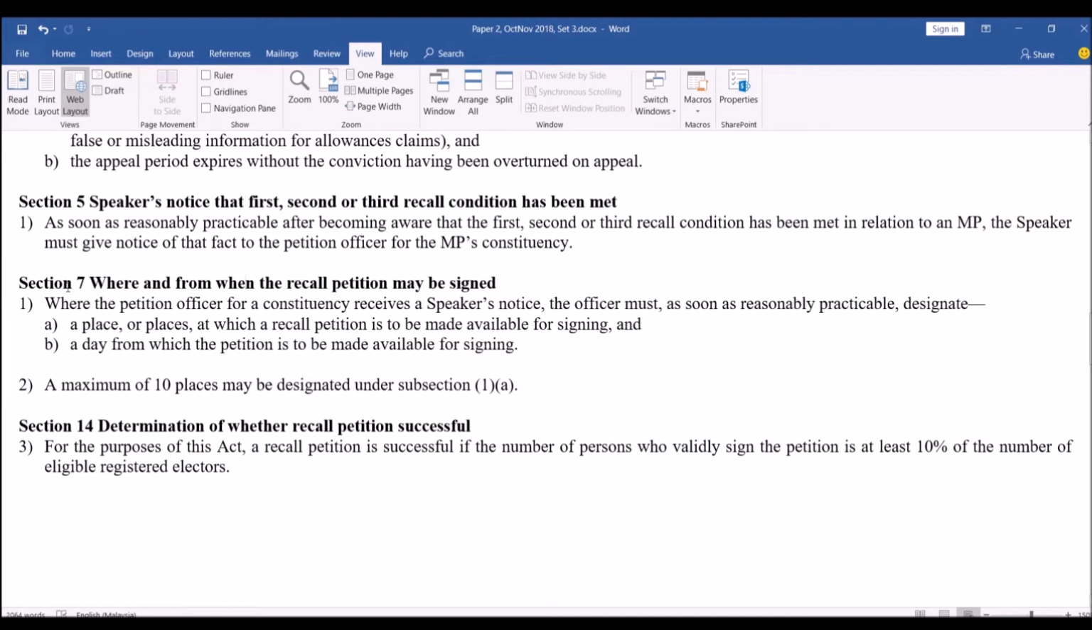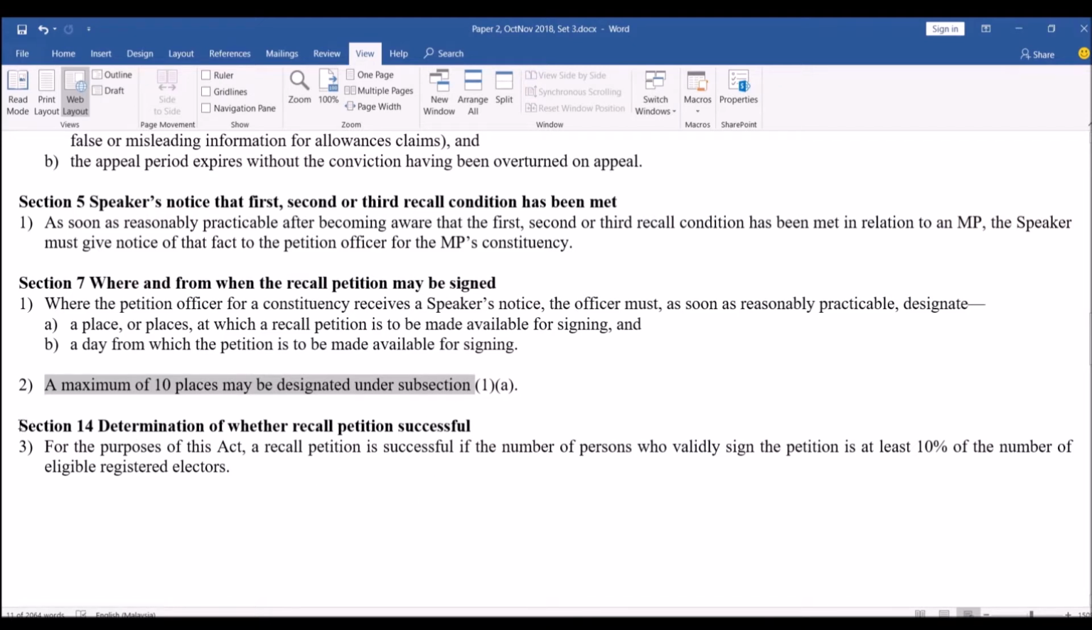So here section 7 is with regards to where and from when the recall petition may be signed. And generally the officer must, as soon as reasonably practicable, designate a place or places at which it is made available for signing, and also the day from which it is made available for signing, and also that a maximum of 10 places may be designated for signing, not more than that.